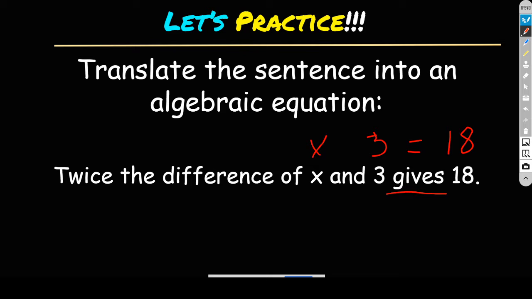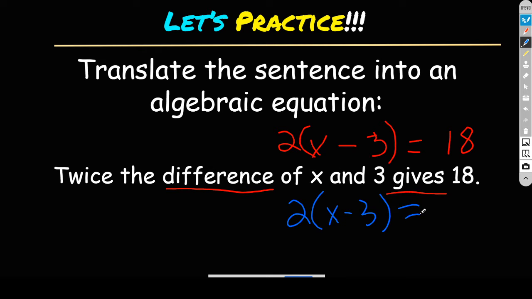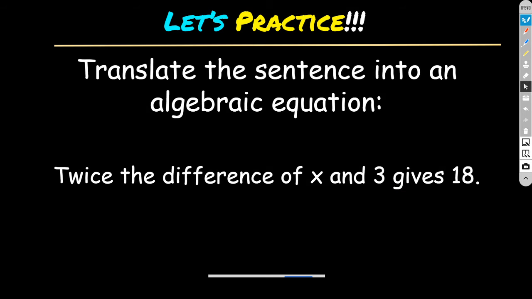But what's the relationship between the x and the 3 in this problem? It says twice the difference of x and 3. We're talking about the difference of these two, and we said twice the difference. So whatever the difference of this whole thing is going to be twice that. So twice the difference of x and 3 is 18. Did you see what just happened there? Piece by piece, one piece at a time, this little sentence has so much we can translate. Twice the difference of x minus 3 gives 18. And that's how you would set that up.